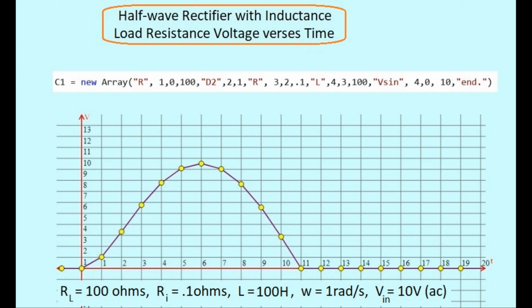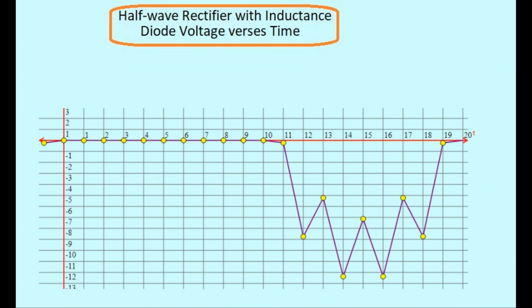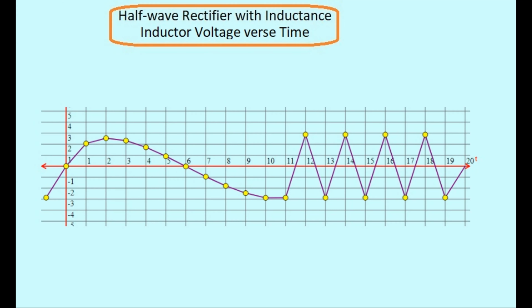And here is the waveform across a load resistance in a half-wave rectifier with an inductor in series. There is a slight bit of squelching of the waveform, which is in agreement with theory. And here is the voltage waveform across the diode. It has a lot of oscillation caused by the numerical method not being able to properly work with the inductor model. And here is the voltage waveform across the inductor, which also has a lot of oscillation.